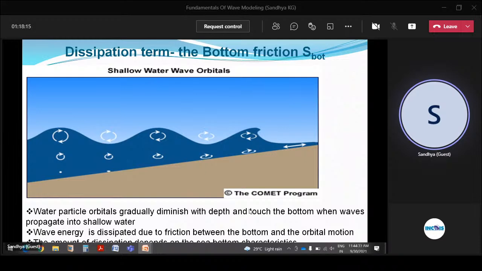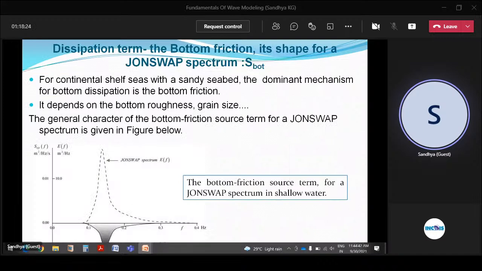Finally, you can see it is just a to and fro motion. Because of this increased friction, the bottom friction happens. Now this is the bottom friction shape for a JONSWAP spectrum. This mainly depends on the bottom characteristics. For continental shelf seas with a sandy seabed, the dominant mechanism for the bottom dissipation is the bottom friction, and it depends on the bottom roughness, grain size, etc.